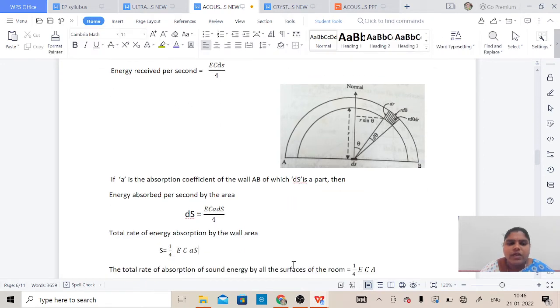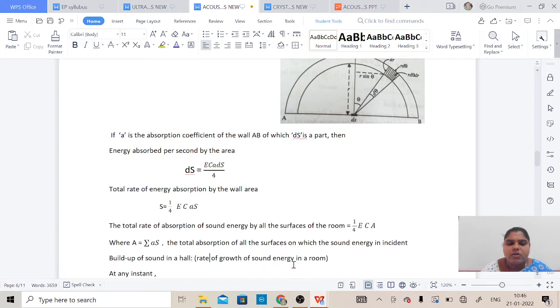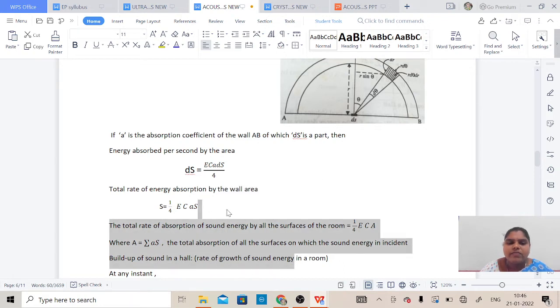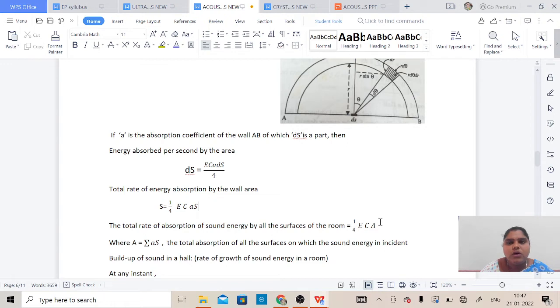Okay, so if a is the absorption coefficient of the wall AB of which ds is a part, then the energy absorbed per second by the area ds equals E c a ds by 4. So the total rate of energy absorbed by the wall area is 1 by 4 E c a S, where ds becomes S. So the total rate of absorption of sound energy by all the surfaces of the room is 1 by 4 E c A. We know that the total absorption is a1 s1 plus a2 s2 plus a3 s3 and so on. We write this term as capital A, the total absorption of all the surfaces present in the volume on which the sound energy is incident.